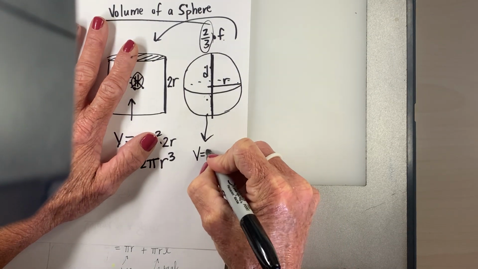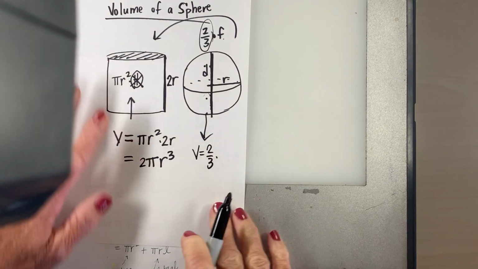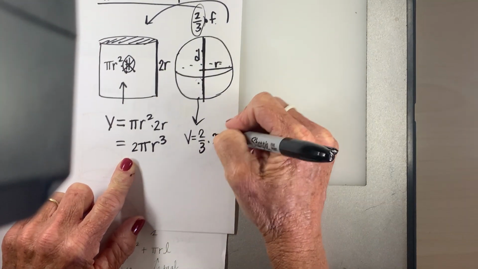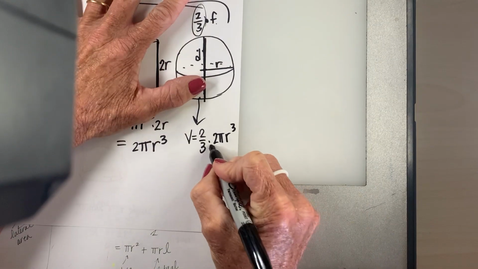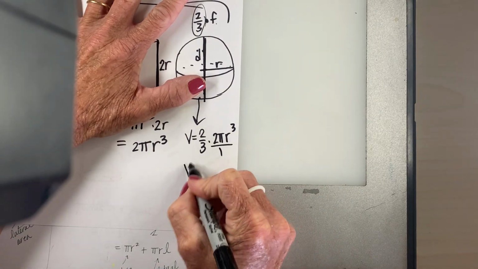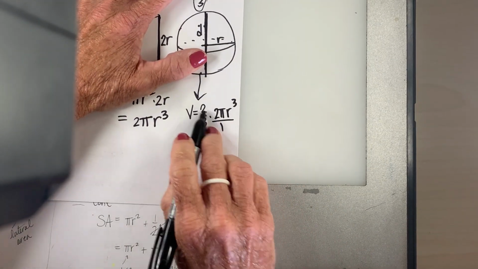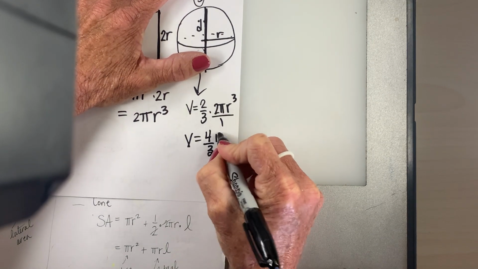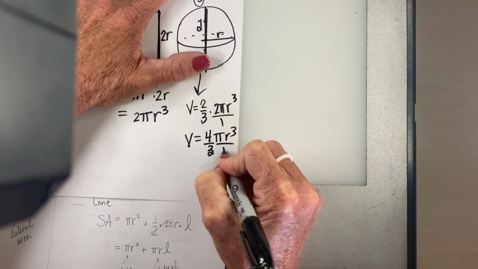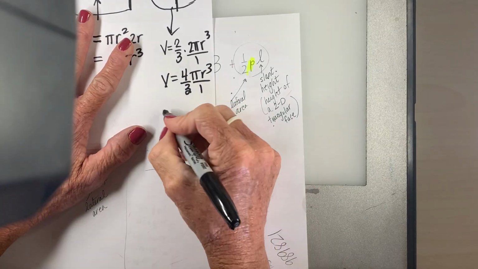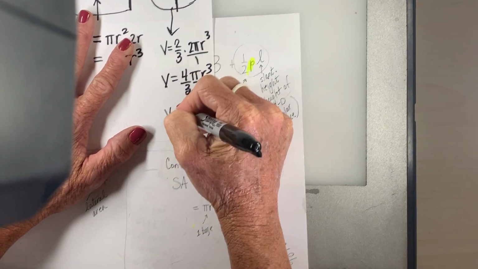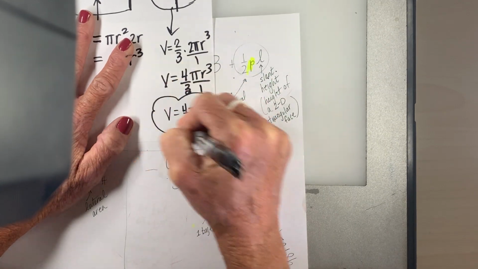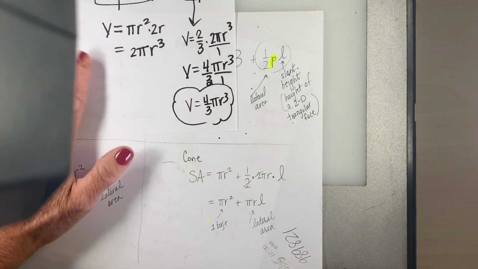So to get the volume for this sphere, it's 2/3 of, which means that we're multiplying, of 2 pi times r cubed. Well, that's all over 1. And if we multiply the 2's in our numerator, we end up with 4/3 pi r cubed over 1. So this formula just simplifies to 4/3 pi r cubed. And that is the volume formula for a sphere.